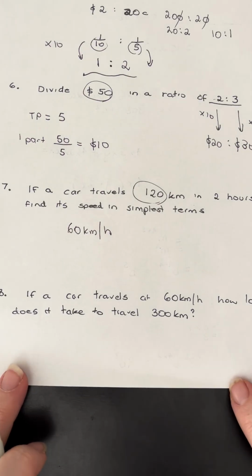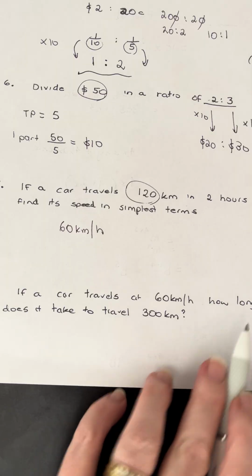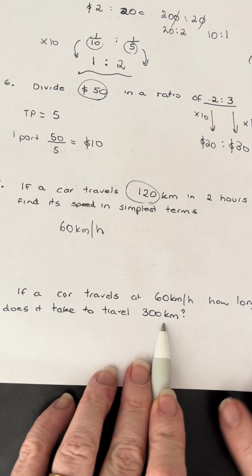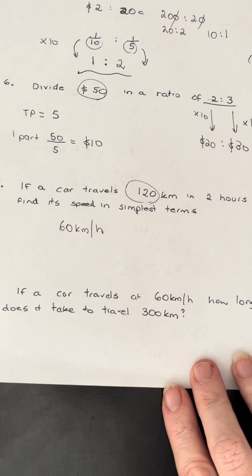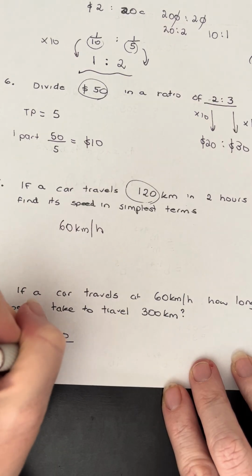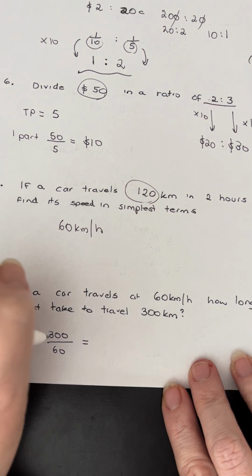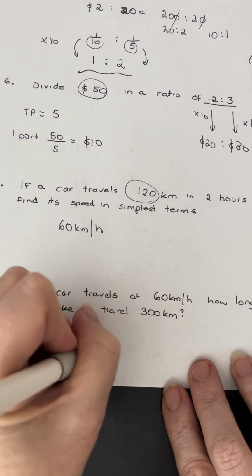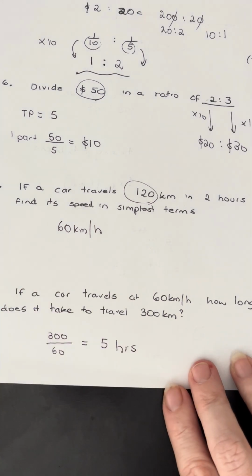The next part of the question has, if a car travels at 60 kilometres per hour, how long does it take to do 300 kilometres? So every 1 hour it's doing 60. So we want to know how many lots of 60 are in there. And if we do 300 divided by 60, we get 5, so that will be 5 hours.